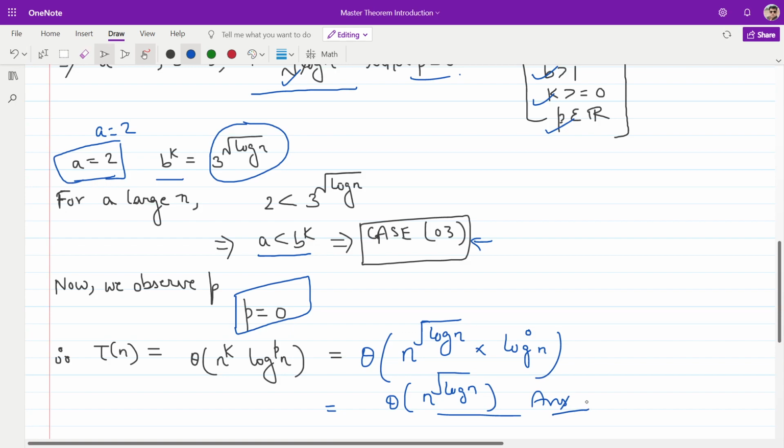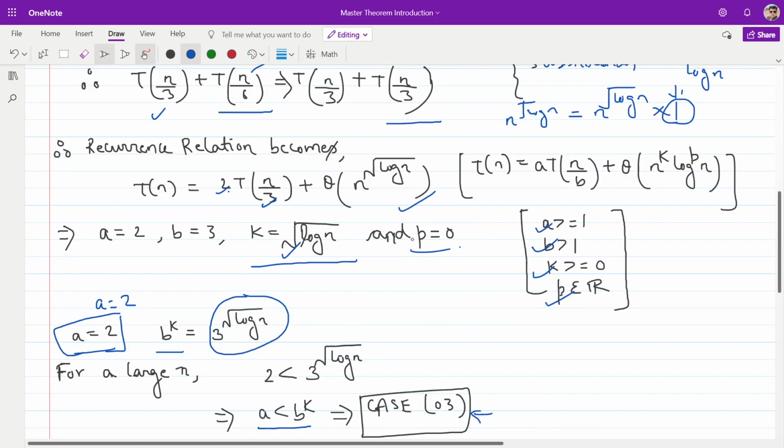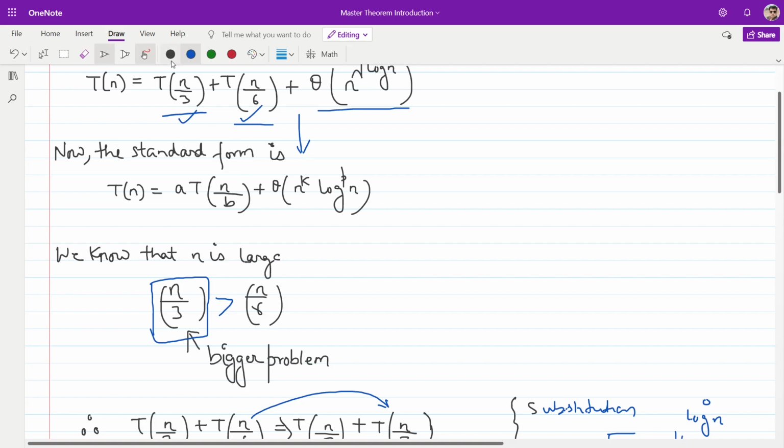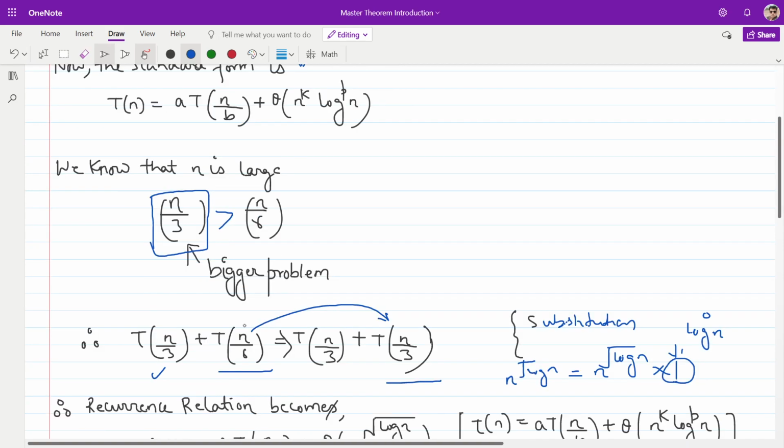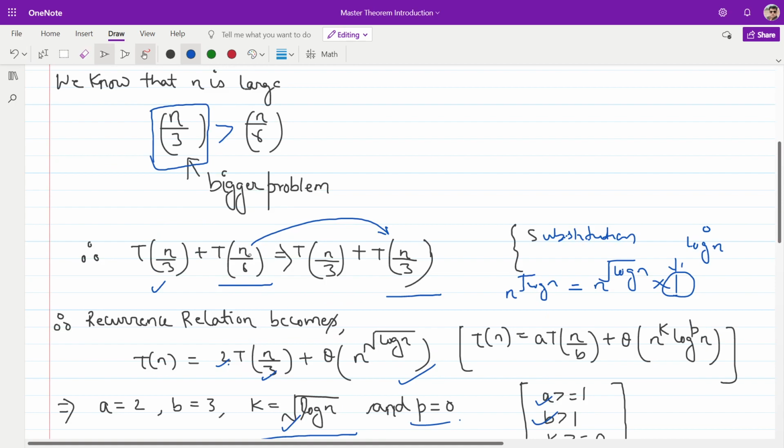So if I recap, there are two tricks that we have applied in this problem. First of all, we had problems of different sizes. If you have problems of different sizes, we are going to consider the problem of a larger size, because the problem with the larger size is going to play a dominating role in the computation of the time complexity. So the T(n/6) term has been dropped, and instead we have simply replaced it with T(n/3). This was the first trick that was used in order to convert the recurrence equation into the standard form.